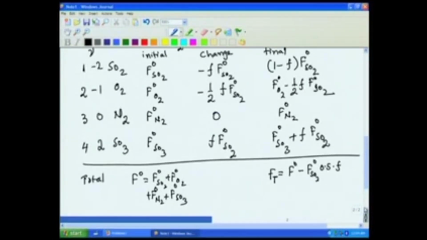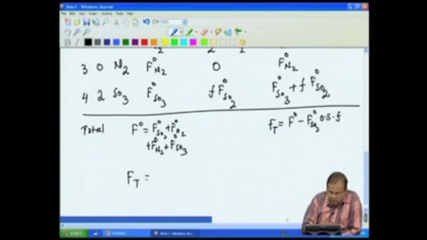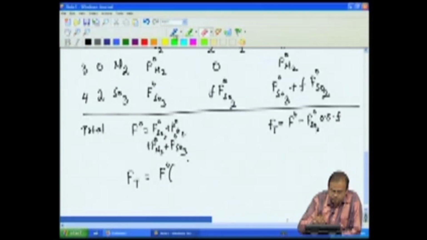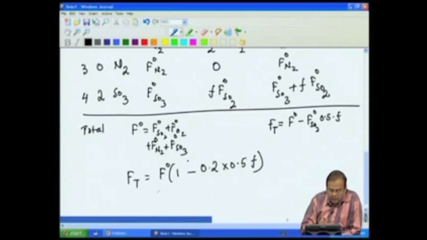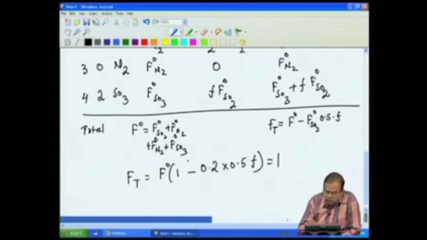So, now we have our stoichiometric quantities. So, I can take F t as F naught times 1 minus, I am just going to rearrange this, 1 minus F SO2 naught by F naught, which is 0.5 into 0.2. So, 0.2 into 0.5 into F, and this tells me what is my total flow.